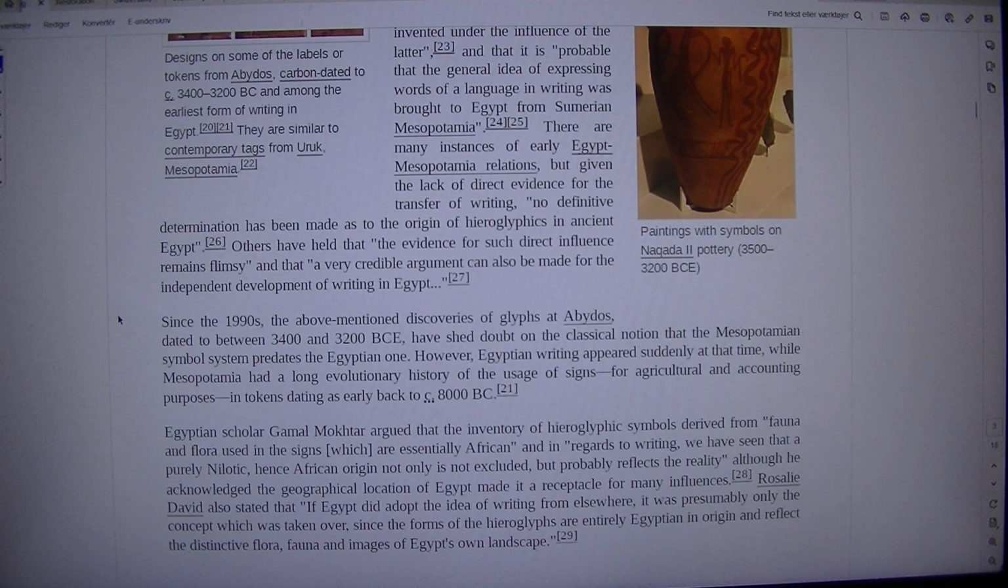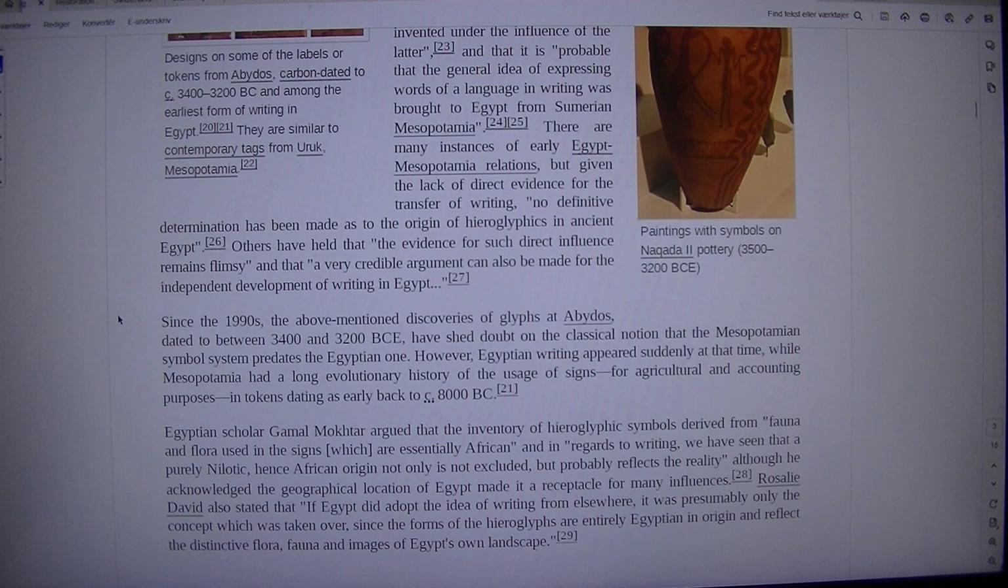21. Egyptian scholar Gamal Mokhtar argued that the inventory of hieroglyphic symbols derived from fauna and flora used in the signs, which are essentially African, and in regards to writing, we have seen that they are purely Nilotic. Hence African origin not only is not excluded, but probably reflects the reality, although he acknowledged the geographical location of Egypt made it a receptacle for many influences. 28. Rosalie David also stated that if Egypt did adopt the idea of writing from elsewhere, it was presumably only the concept which was taken over, since the forms of the hieroglyphs are entirely Egyptian in origin and reflect a distinctive flora, fauna and images of Egypt's own landscape.